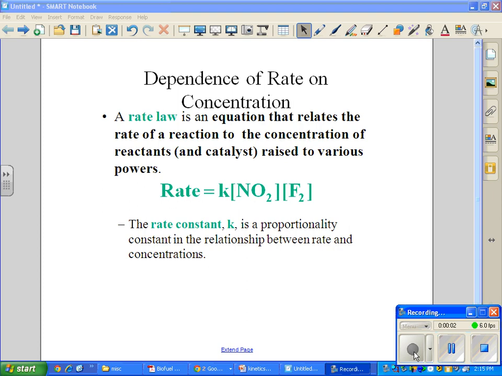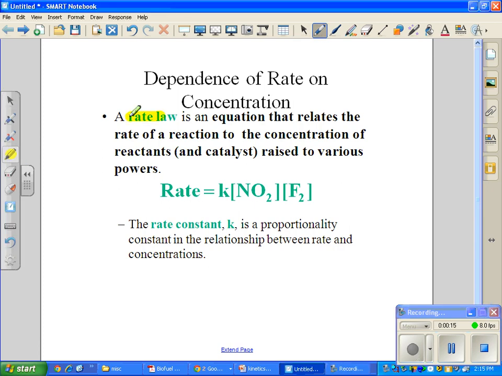Alright, this is going to serve as an introduction into rate laws because we're going to discuss the rate law equation with regard to kinetics. We're going to go over what it is, how it relates, and how we use it to solve problems. First of all, a rate law is an equation that relates the rate of a reaction to the concentration of reactants. It's a mathematical relationship between the concentration of reactants only and the rate of a chemical reaction.